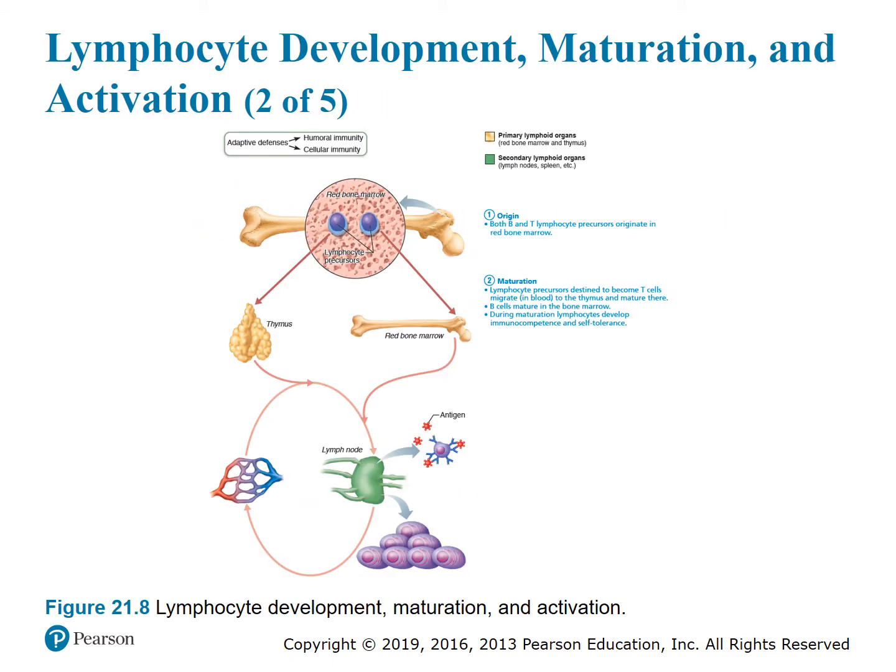So again, figure 21.8, if we look at maturation, so lymphocyte precursors destined to become T cells migrate in the blood to the thymus and mature there. B cells mature in the bone marrow, and during maturation, lymphocytes develop immunocompetence and self-tolerance.